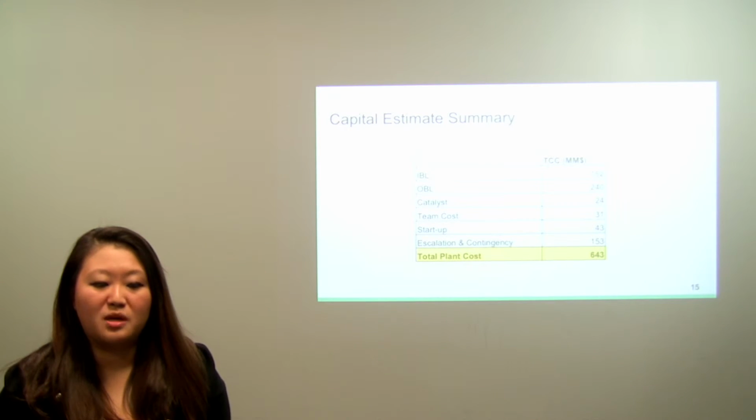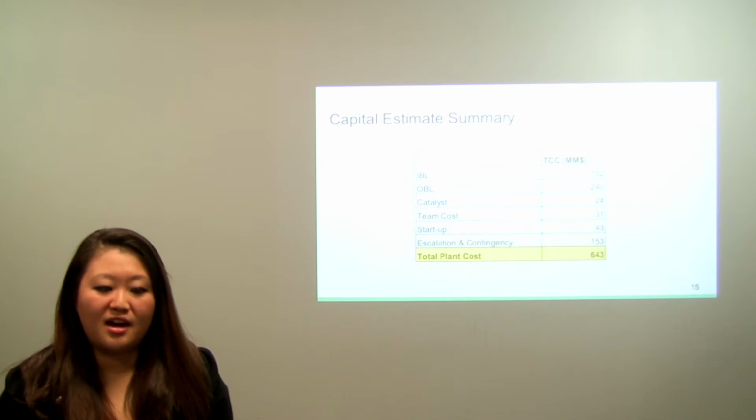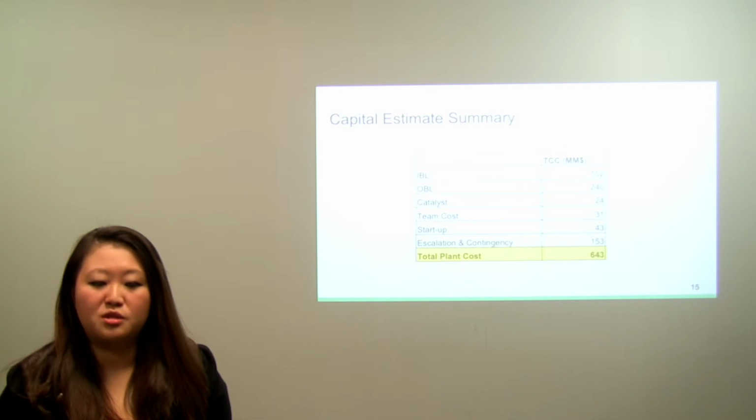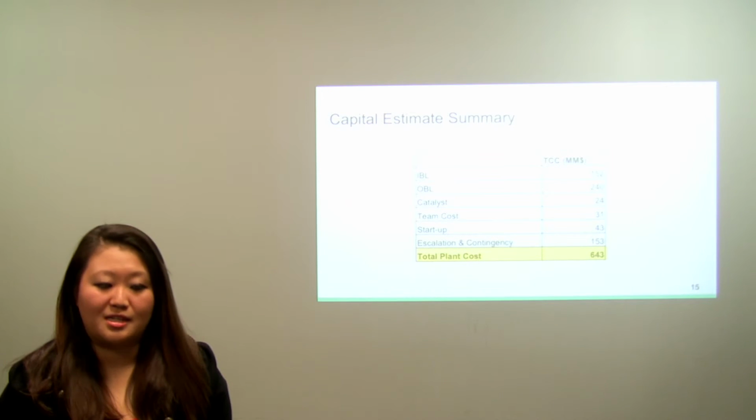Overall, the capital estimate was determined for 100,000 pound per hour styrene capacity with January 2019 as a project startup date. OBL is higher than the IBL because of the high utility costs and raw material and product storage costs due to a high capacity.